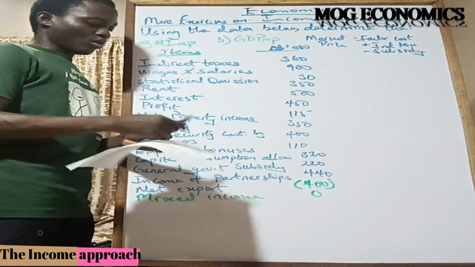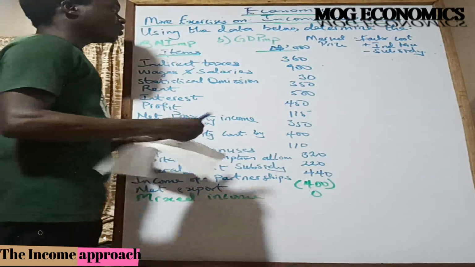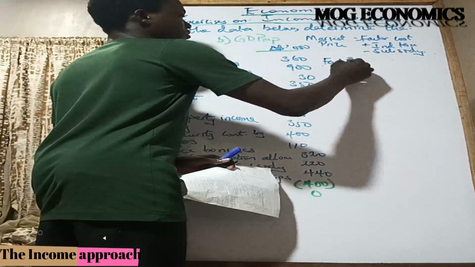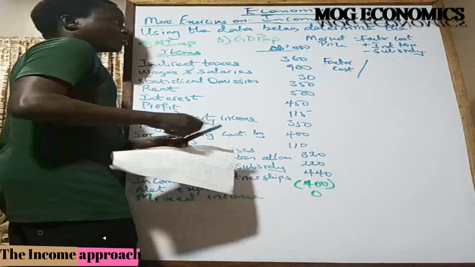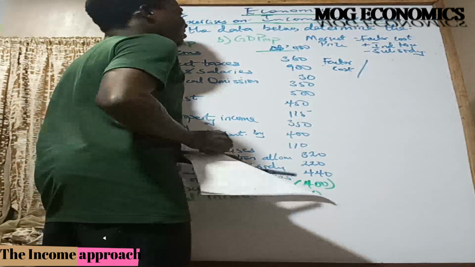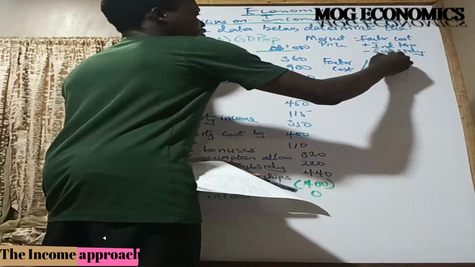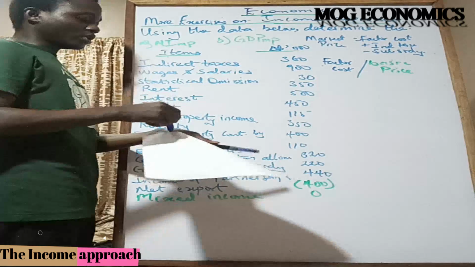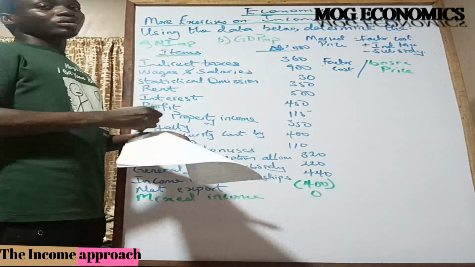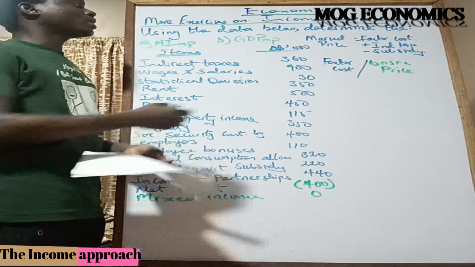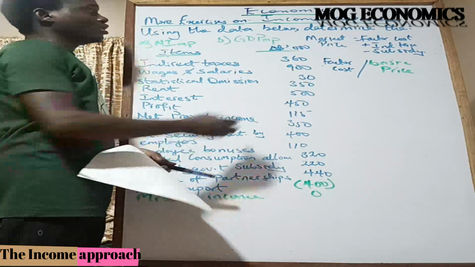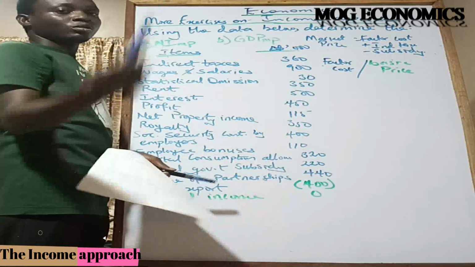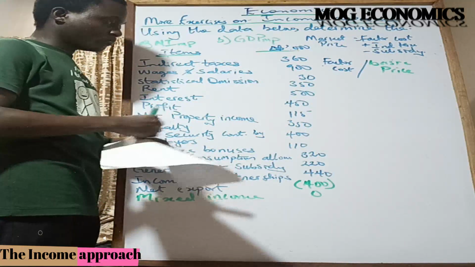So factor cost, maybe I should even write it. It could be called factor cost slash basic price. If you have anything that is at market price, just add indirect taxes and subtract subsidy to the factor cost equivalent of it, and then you're going to get a market price. And from here, you can also get your factor cost. So market price, then minus indirect taxes, then plus subsidy, will give you your factor cost.